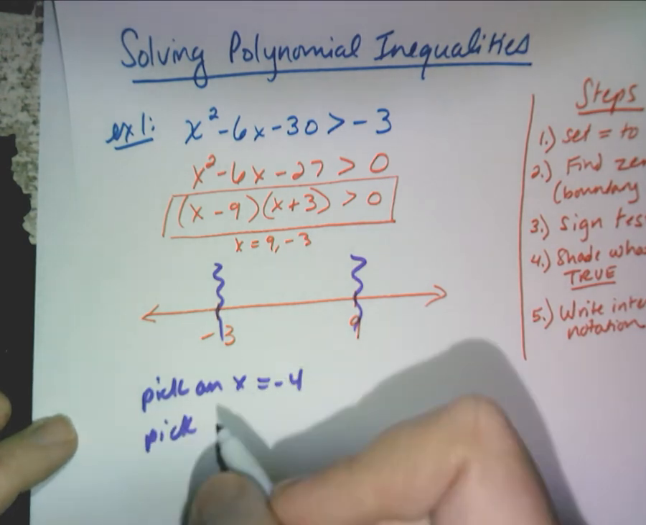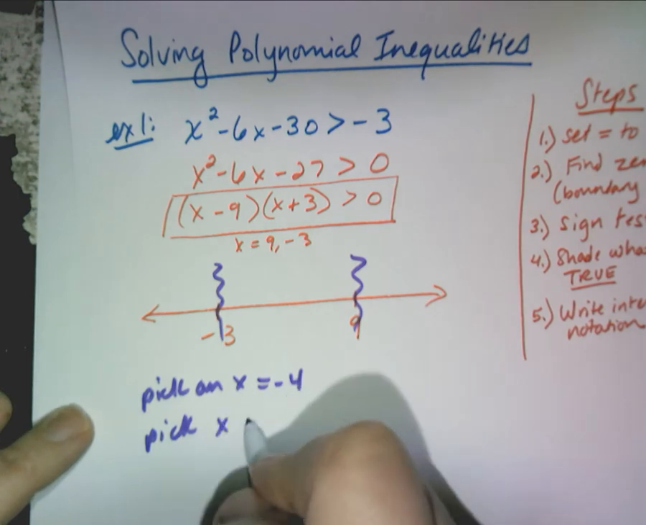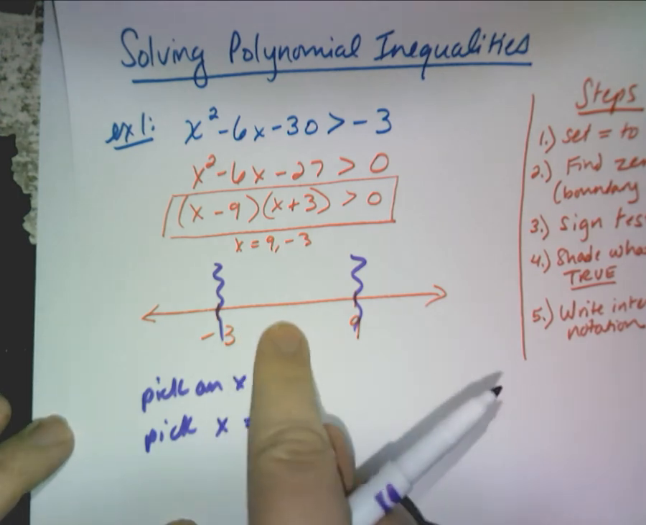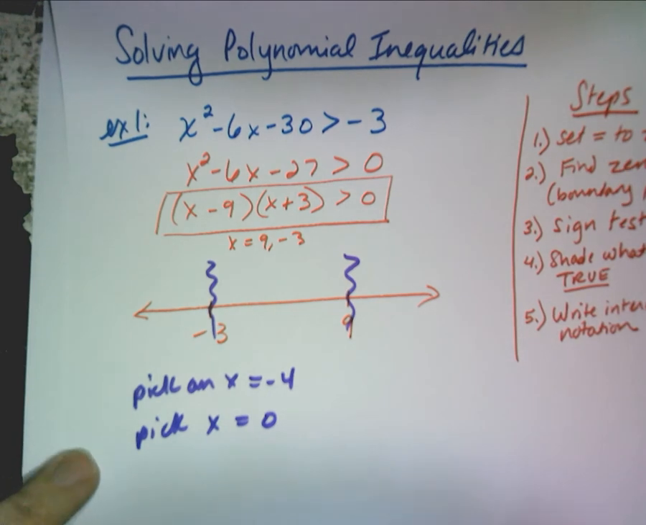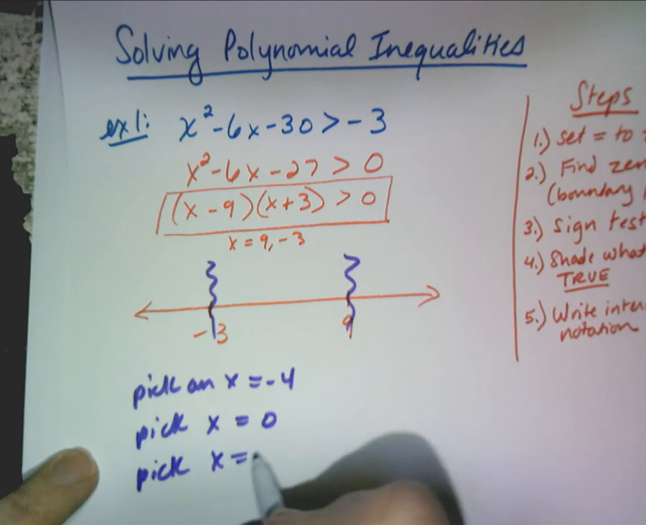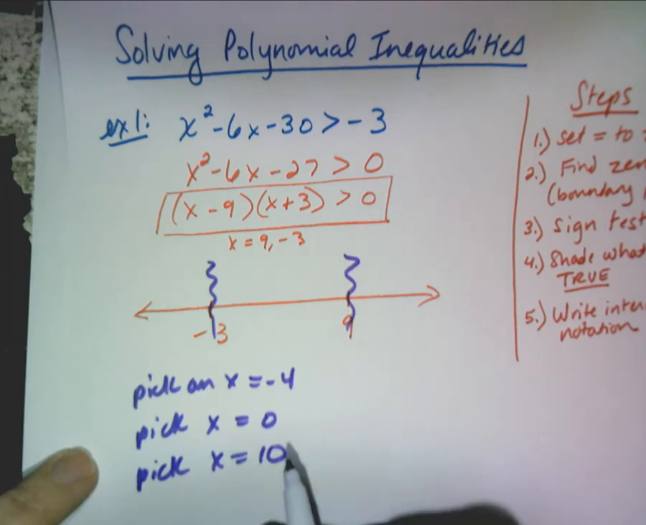Oh, 0. So we're going to pick x to be 0. So that's in our second zone. And pick a number in our third zone. Anything above 9, what would be easy? 10. Okay? What you do with these numbers is you perform a sign test.